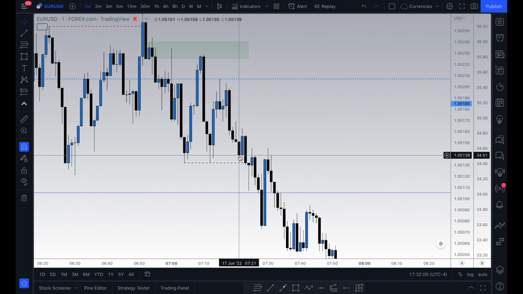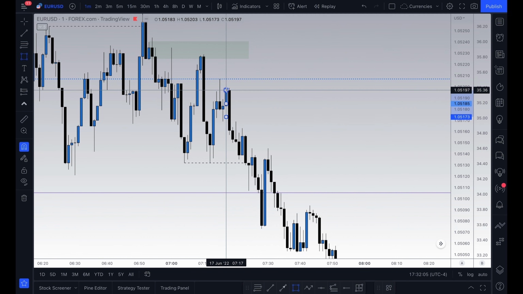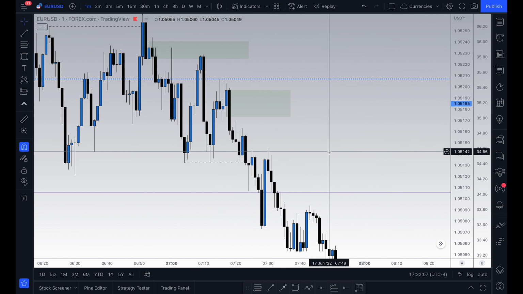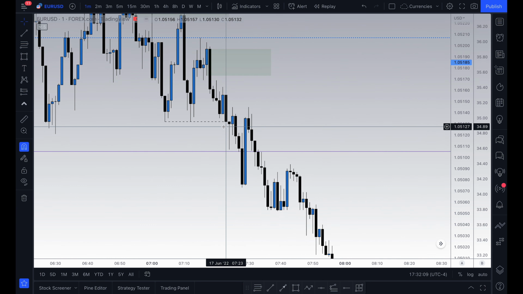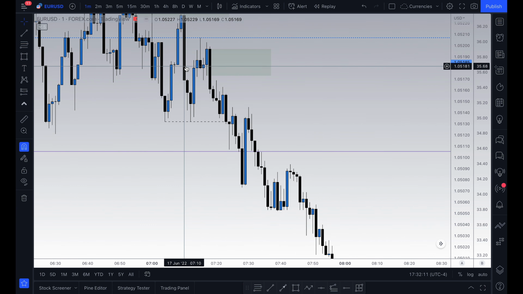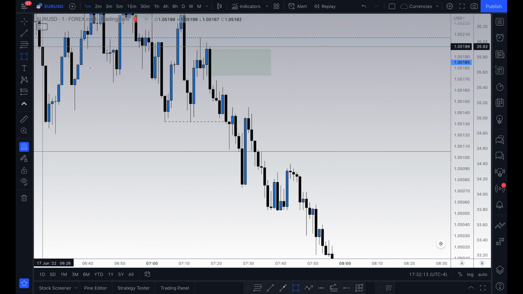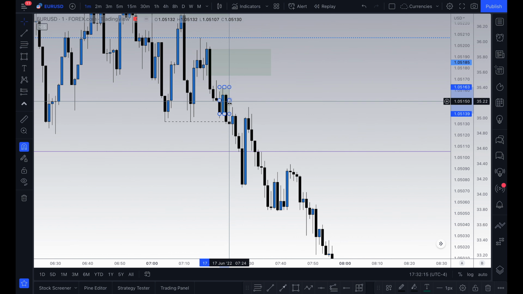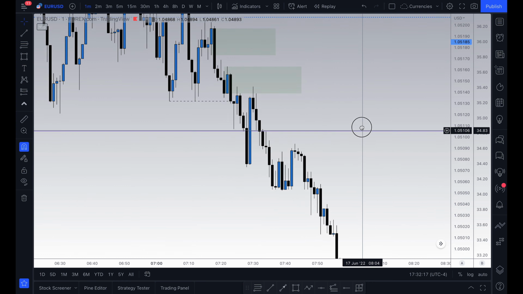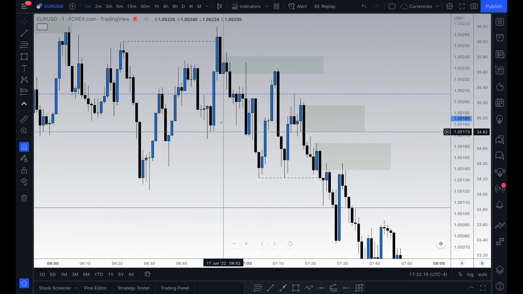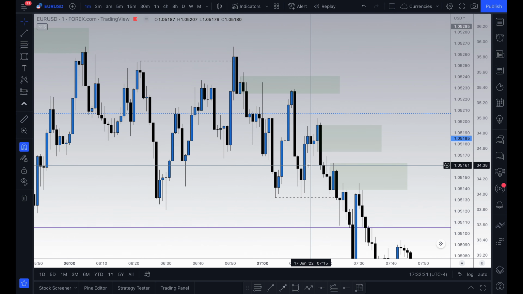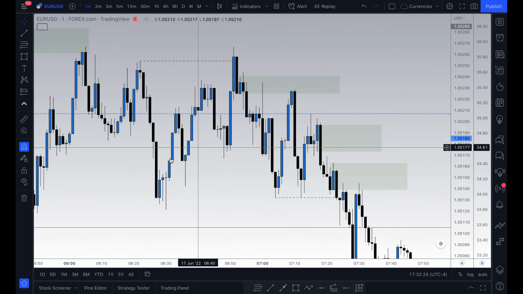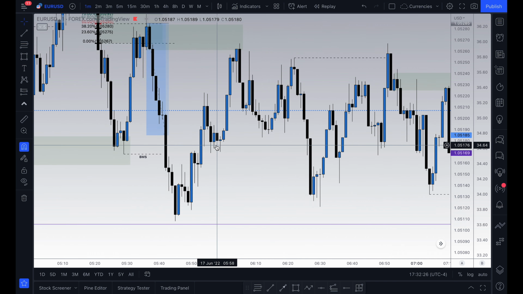Me personally would have liked to take this trade here, but price never came back into that area. This one could be considered as well. This one could have been considered. But yeah, these opportunities happen all the time. So just get into your charts and get used to seeing those breaking structures, and just wait for price to return to those areas.